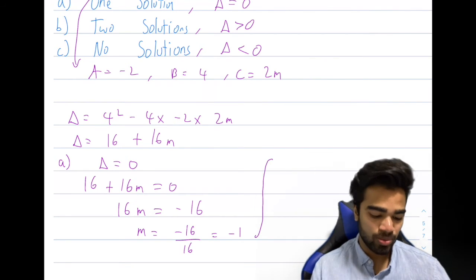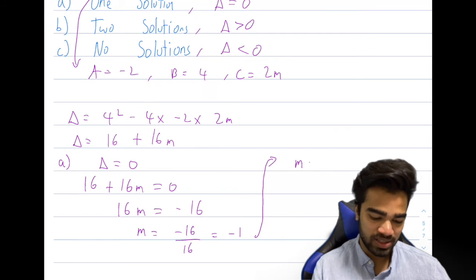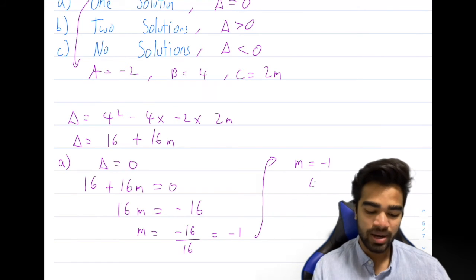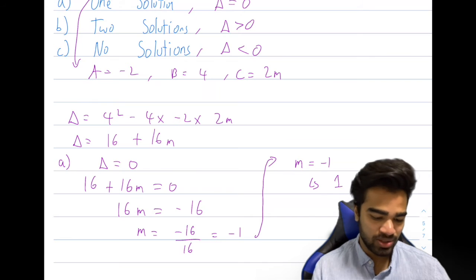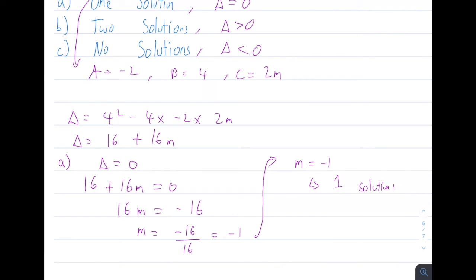Right? So what does this -1 mean? This pretty much means if m is -1, then you're going to get how many solutions? One solution. Okay, one solution. Why? Because if m is -1, your discriminant is going to be equal to 0. So that's the logic. If m is -1, your discriminant is 0, you get one solution.